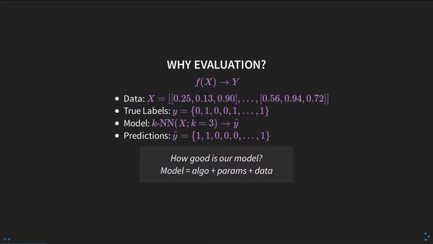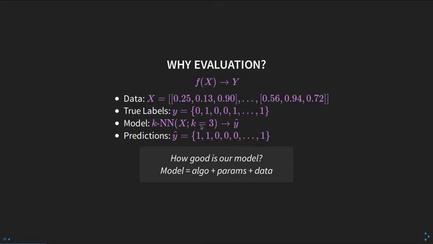So our data x is just a matrix. I composed it as a flat matrix here. And we have our true labels, which is y, and y consists of, for this example, binary values, so zeros and ones. It's basically a list style object. And we have our model, which I here denoted as KNN. Now KNN, as you can see, has an input x, but also has a parameter. So k=3 is one of the parameters, and then this outputs our predictions.